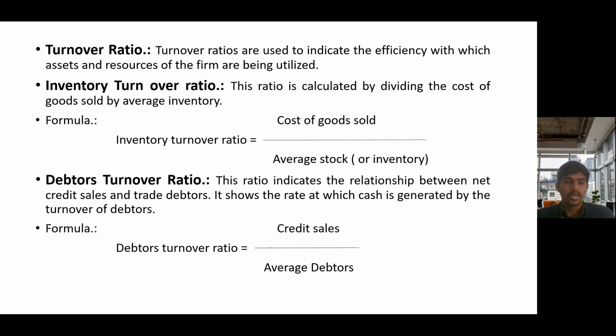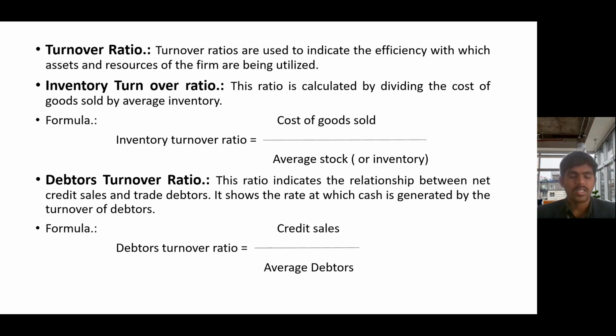So here the formula is inventory turnover ratio is equal to cost of goods sold divided by average stock or inventory. Whatever stock is available, that value and the cost of goods sold value will be calculated together. So there we can understand my inventory turnover ratio, that is, using my inventory, how much turnover I can get.